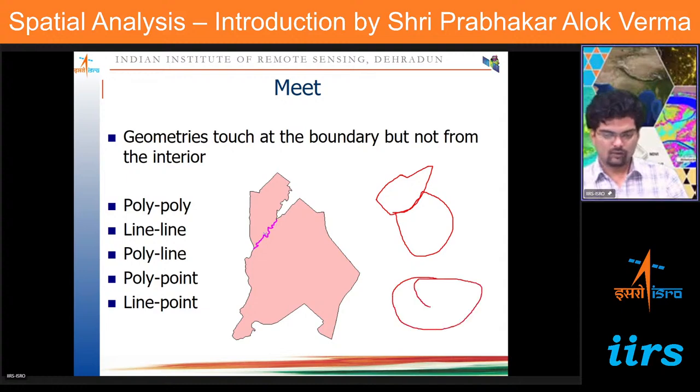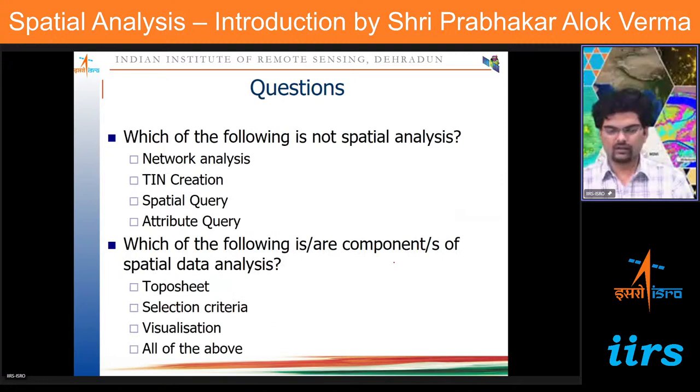There is another possibility, touching from the inside. Here these two polygons are touching at the boundary but from inside, but this is not meet. In case of meet, there will be touching from the outside at the boundary, exterior touch at the boundaries, that is the meet relationship.